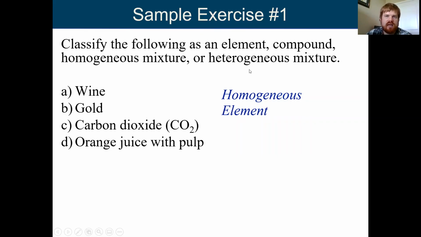Carbon dioxide has a chemical formula CO2. That's a pretty good piece of evidence that it is a compound. In other words, a combination of 2 or more elements. In this case, carbon and oxygen.